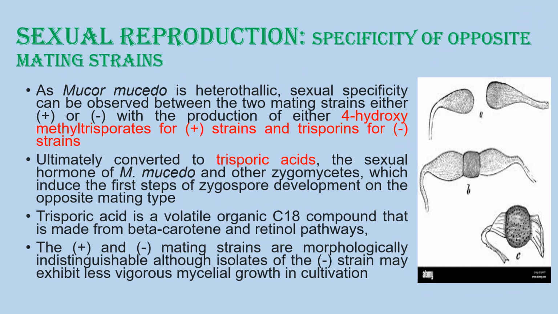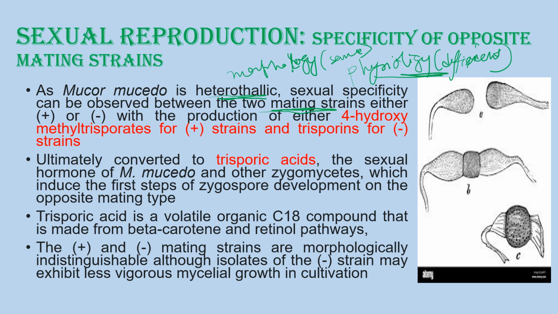Then we have sexual reproduction. We already know that mucor is heterothallic, which means that it will have two mating strains. Now these mating strains may be the same in morphology, but physiologically they are different, because they are genetically different.